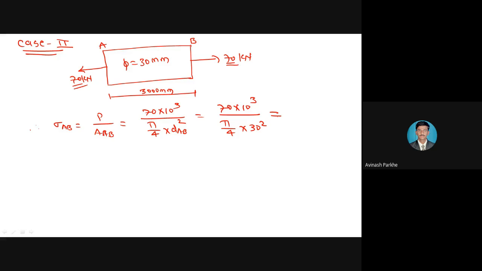What will be the stress? Please do the separate calculation. This is case number 2, for which we are calculating the stress. Yes, how much? 99.02 Newton per mm square.